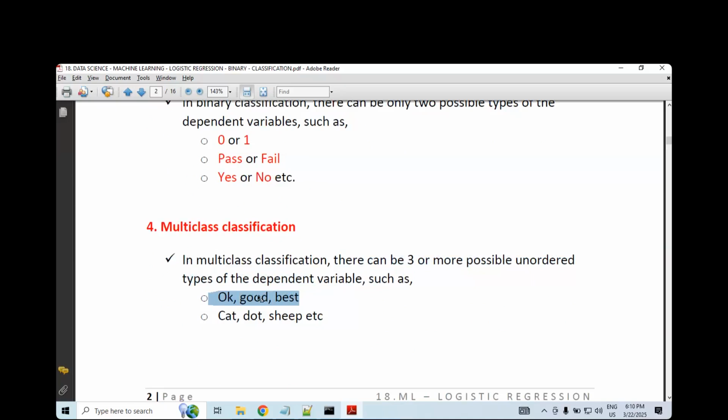Otherwise, if somebody asks how is the mobile you are using, you can say good mobile, best mobile or okay. Or dog, cat or sheep. Cab is coming, car is coming. It is a classification problem, either a yellow board or a white board. If it is a yellow board, cab; if it is white, that is a separation. Classifying, categorizing. Male or female, categorization.